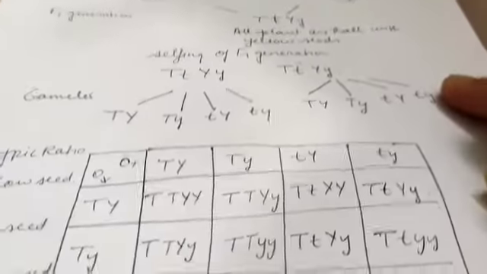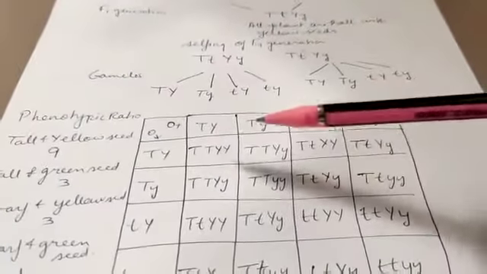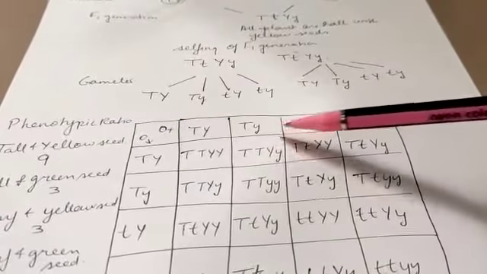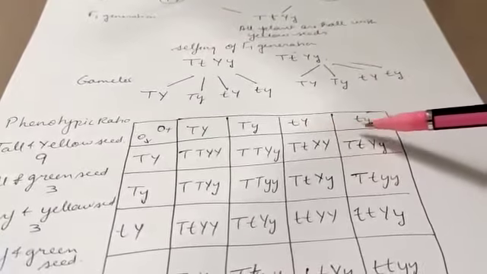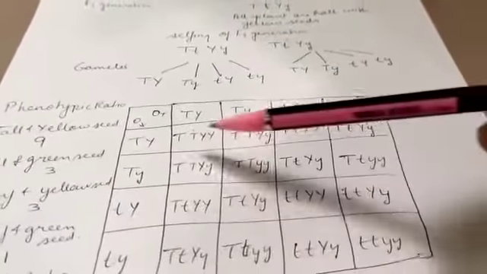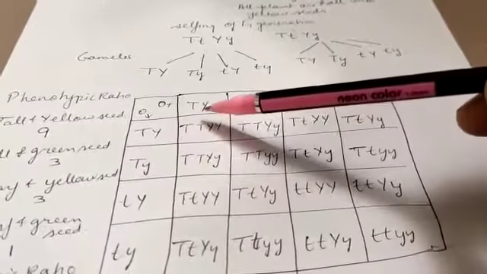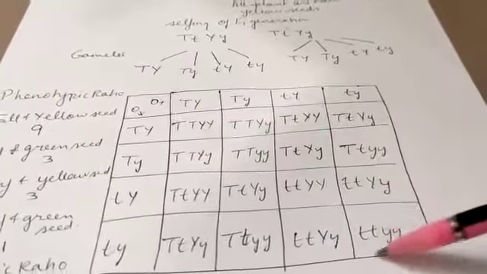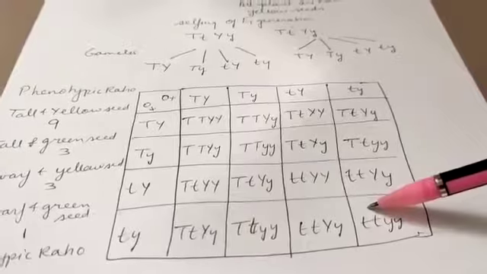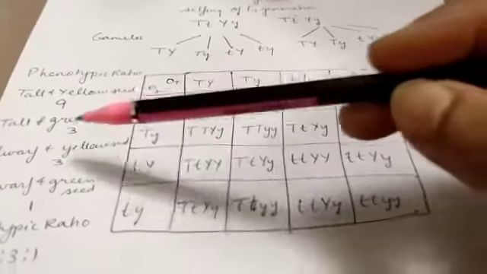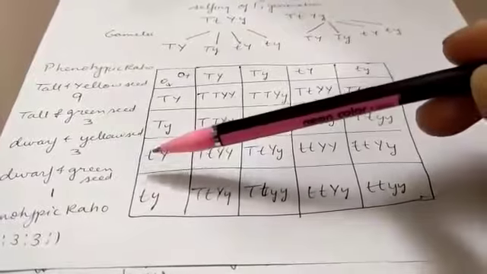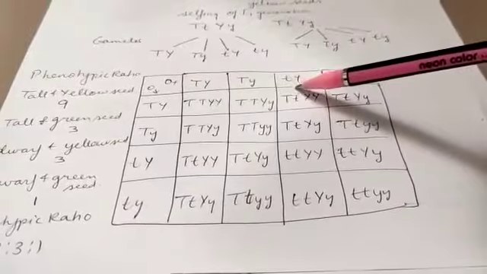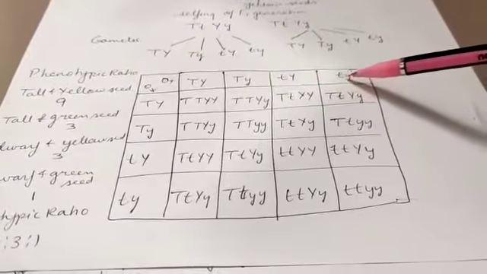And now we have to show the F2 generation with the checkerboard. Four gametes: capital T capital Y, capital T small y, small t capital Y, small t small y. Same here. And this will combine with this also, this also, this also and this also. So we will get the 16 combinations here. Understood this thing? Total four phenotypic combinations are there. That is the tall and yellow seed, tall and green seed, dwarf and yellow seeded plant, dwarf and green seeded plant.